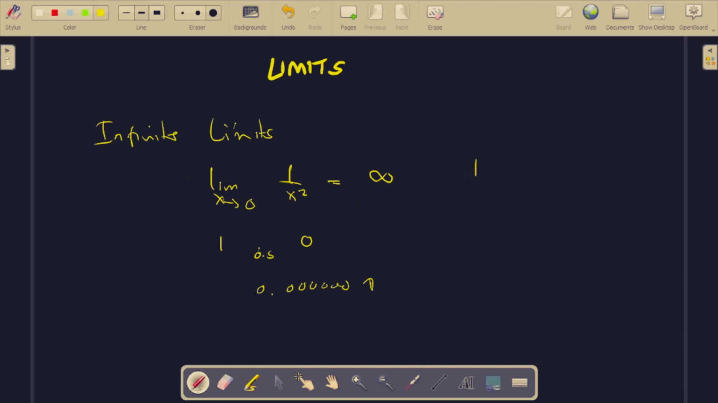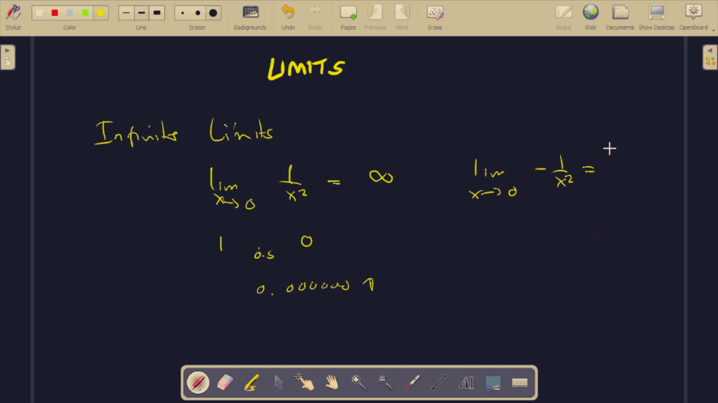Another good example I can give you guys is for the same function. Now let's consider negative 1 over x squared. So what is going to happen? It's the same thing. Now let me just rectify here.